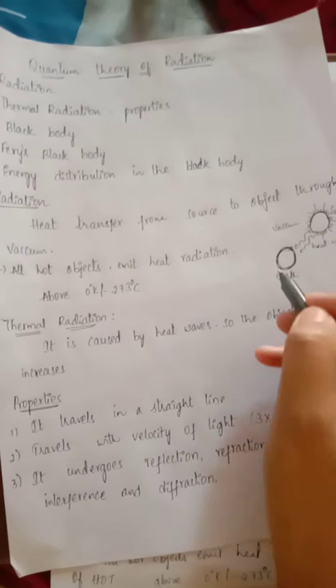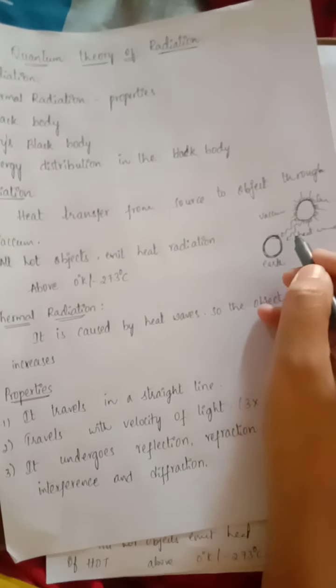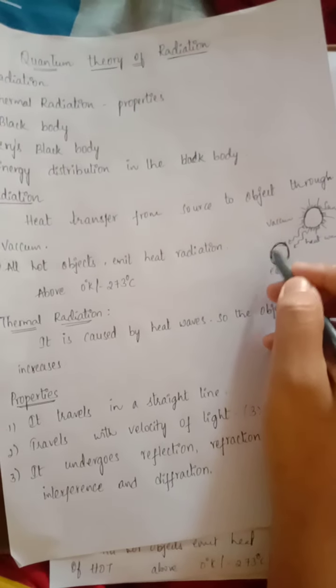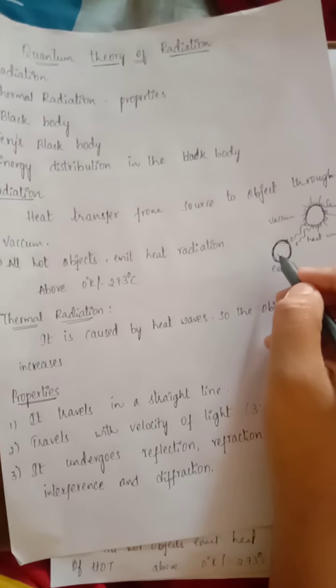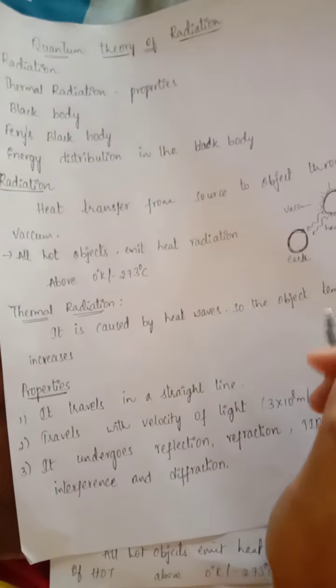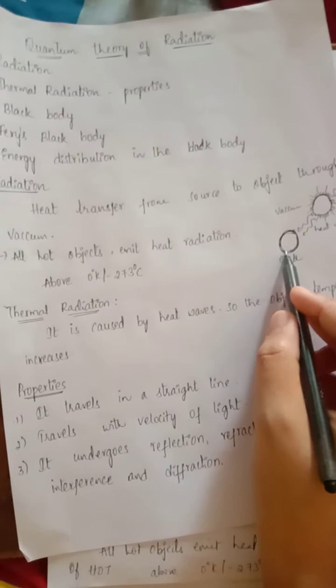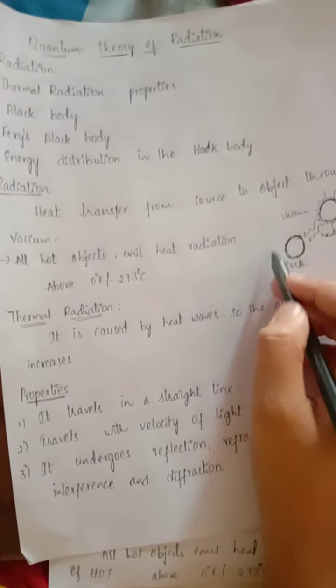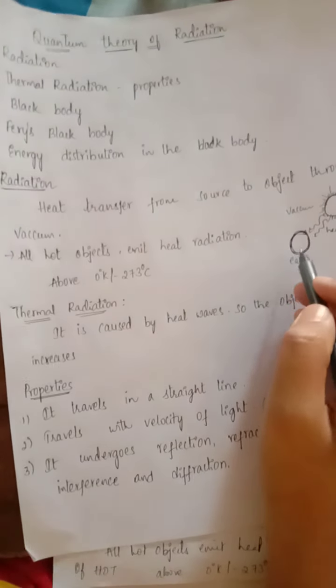Again, we have thermal radiation. It is caused by the heat waves. If the waves are heat waves, then the body gets heated up, like the earth becomes heated and its temperature increases. So we are dealing mainly with temperature, and this radiation is called thermal radiation.